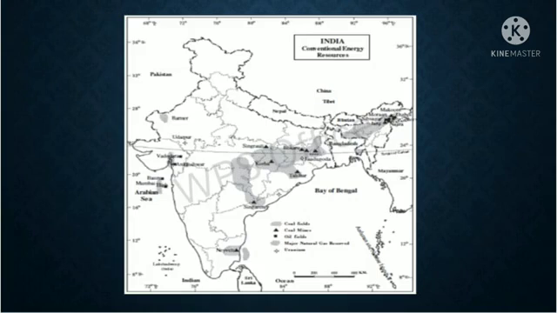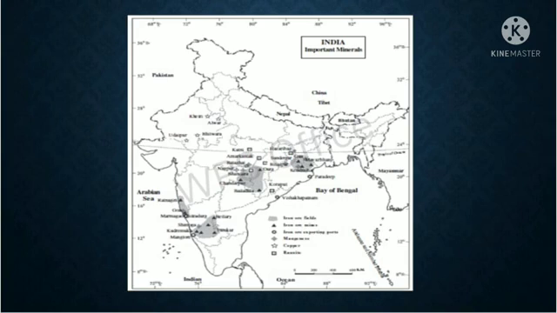Students, next you can see this map of India. You can see conventional energy resources in different places. We have coal fields, coal mines, oil fields, major natural gas reserves, and uranium deposits, which you can see in the map.